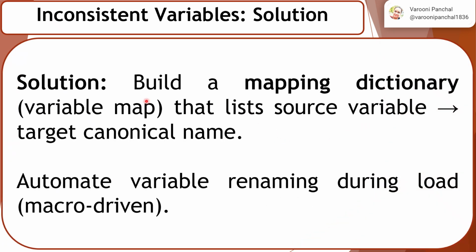The solution here is to build a mapping dictionary, a variable map that lists the source variable which is converted into the target canonical name. You can also automate variable renaming during load, macro driven. The very first thing is you need to identify what the variable names are for each and every study, for each and every dataset. You need to create a dictionary, right? And then you need to find out, if these are the variable names, how I need to map them. So that mapping list needs to be generated first of all.